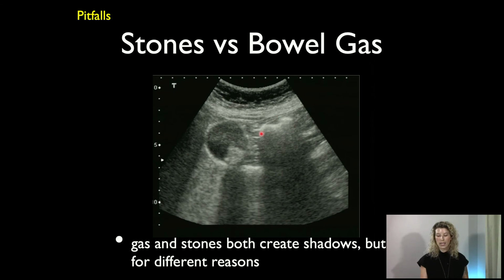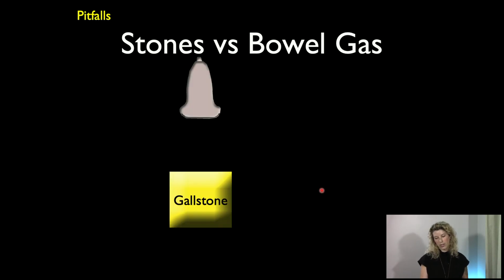stone versus bowel gas. This is a really important one because the small bowel lays right next to the liver, so you will often see small bowel when you're doing gallbladder ultrasounds. Right, so the gallstones create clean shadow margins, and air does not, right? So you can't see it in the still, but when you look at the clips you can. And there's reasons for this.